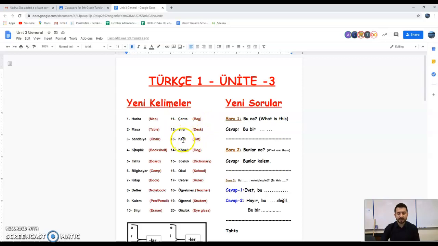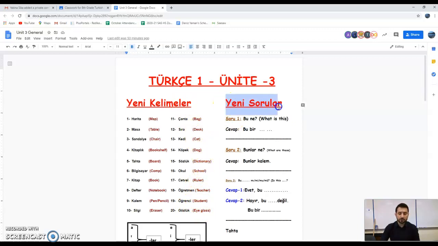Sıra is desk. Kedi is cat. Köpek is dog. Sözlük is dictionary. Okul is school. Cetvel is ruler. Öğretmen is teacher. Öğrenci is student. And gözlük is eyeglasses. We learned these words already.